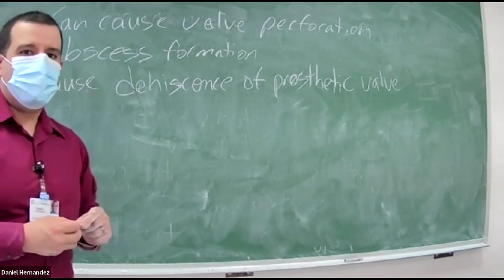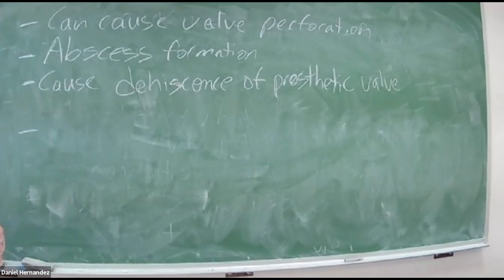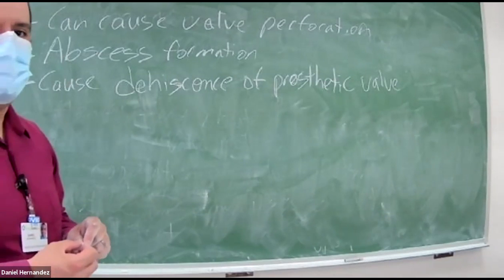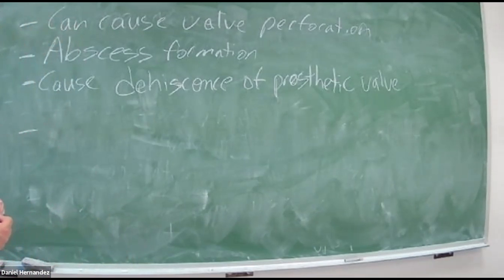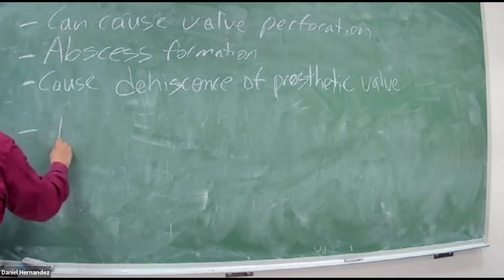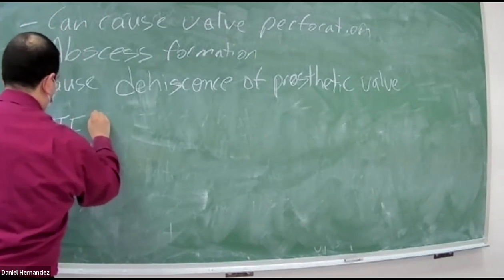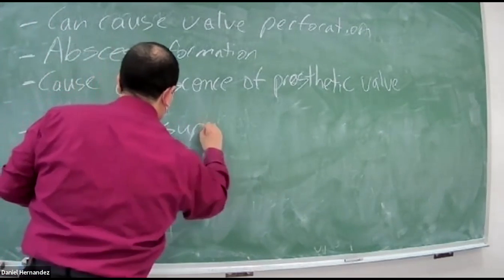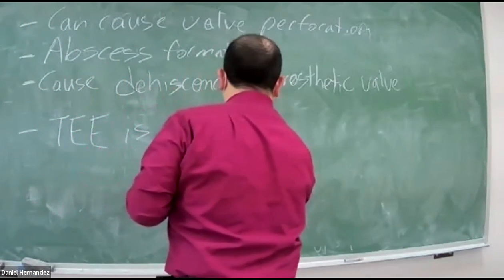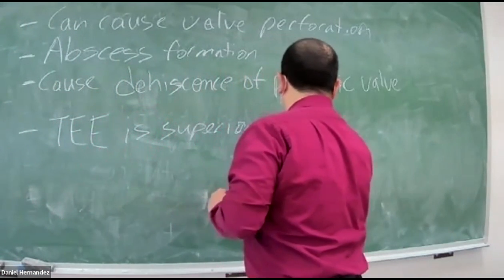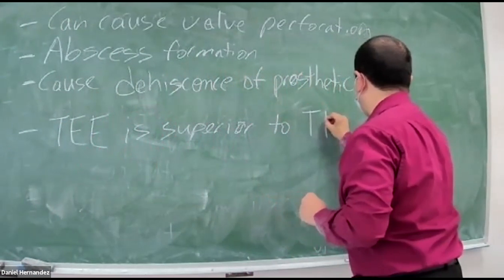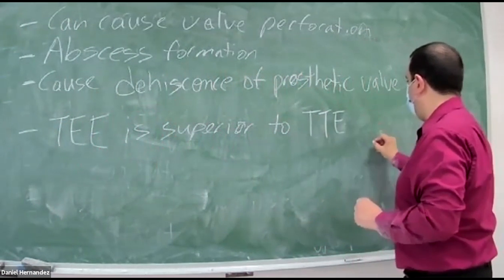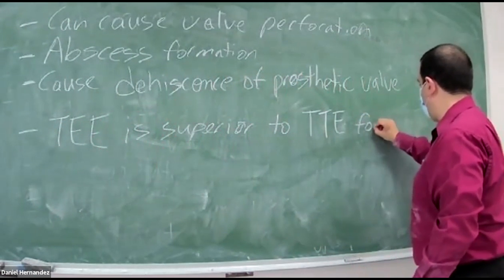And with pretty much anything that we're concerned about with regards to intracardiac masses, TEE is superior to transthoracic echo for visualization.